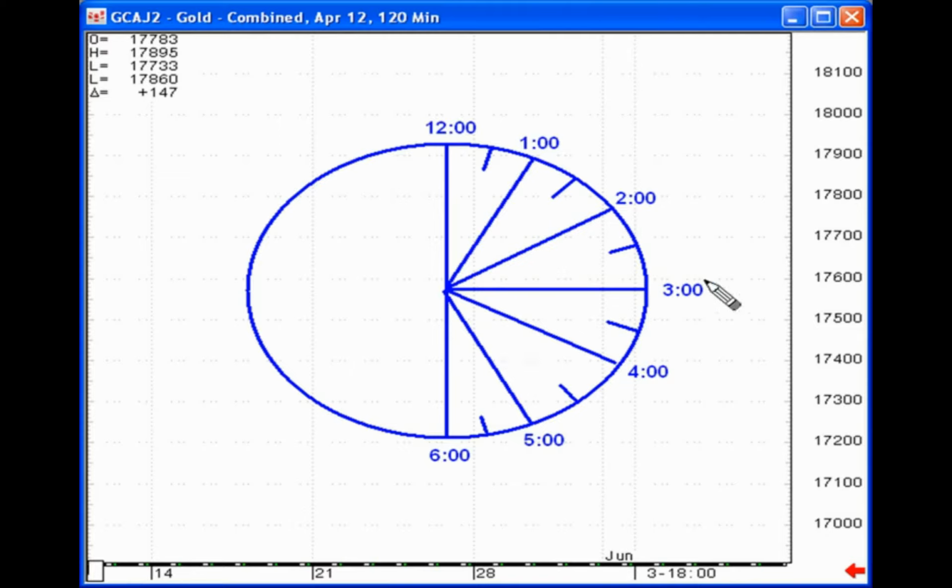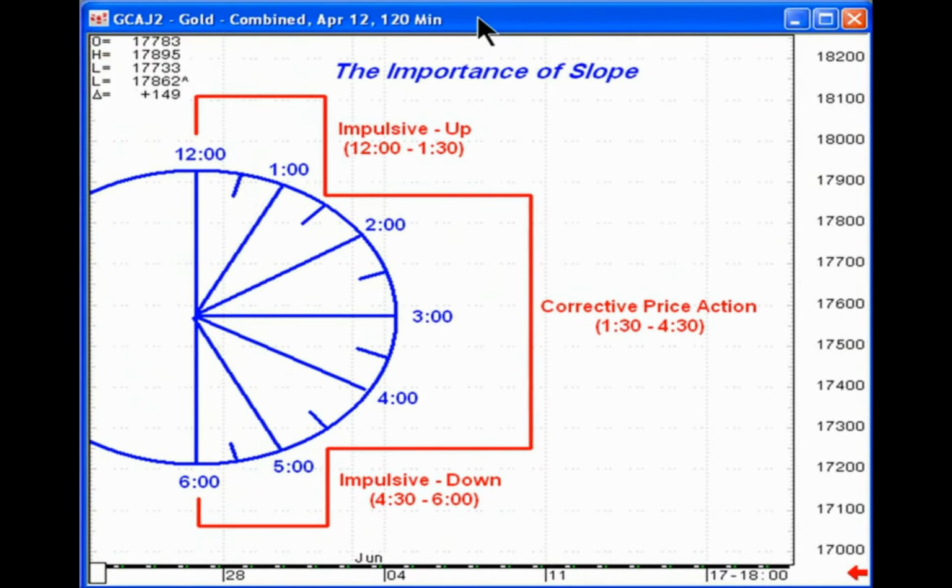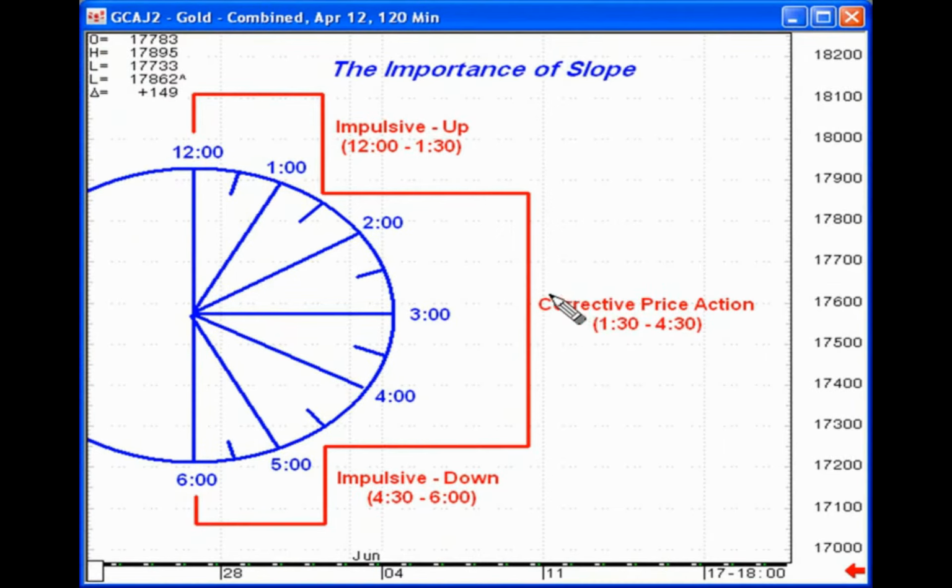Okay, now how can this clock help me discern the difference? Very simply, slope. Slope is very important when it comes to identifying waves. Now, this is just something I've observed over the years. It's a very simple tool, simple technique, but really it does help me identify structure so much better.